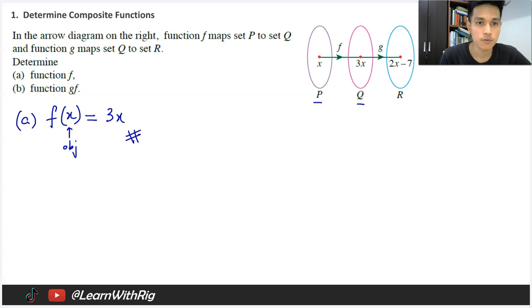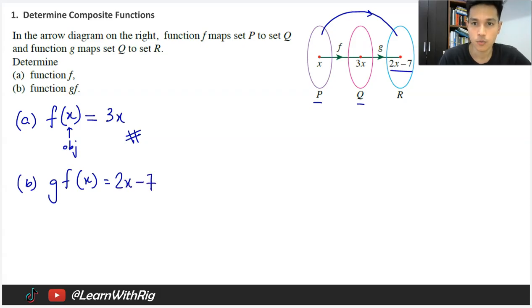What about function GF? I told you before, when we say GF, it actually means you're going from X all the way here. So the composite function, instead of FG, you say GFX. It's like the other way around. So what is the function of GFX? Well, it is stated here: 2x minus 7. So when the object is X, the image becomes 2x minus 7. So GFX is equal to 2x minus 7. That is the first question. Let us look at the second question.